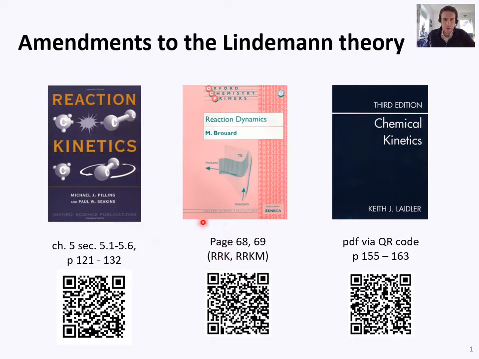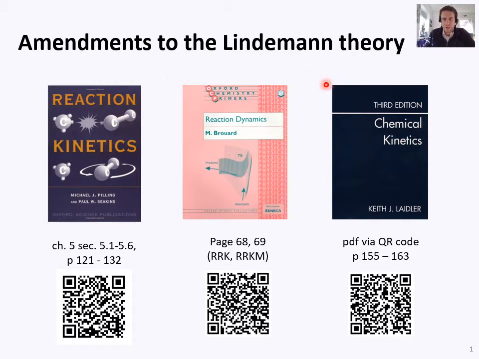There's a link here to the book Reaction Dynamics by Bruard. On pages 68 and 69 in particular, he talks about some of the theories that we're going to talk about during this screencast. Again, this QR code takes you directly to those pages. I would say that this book is a tougher read. It's a bit more theoretical and probably aimed at postgraduate level, not at your level, but nevertheless you can get some useful information out of that, particularly if you are more mathematically inclined.